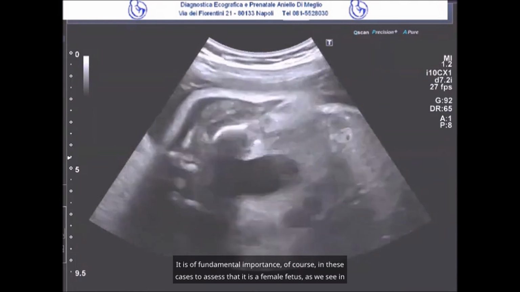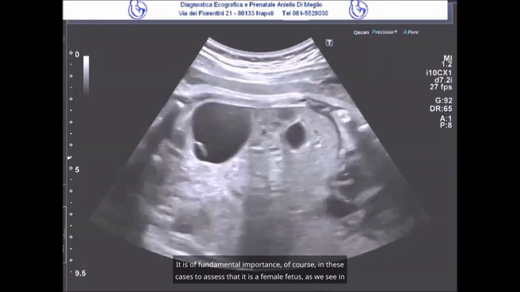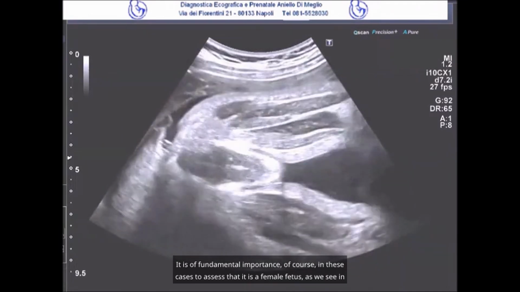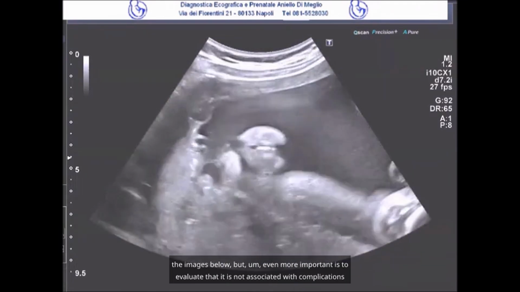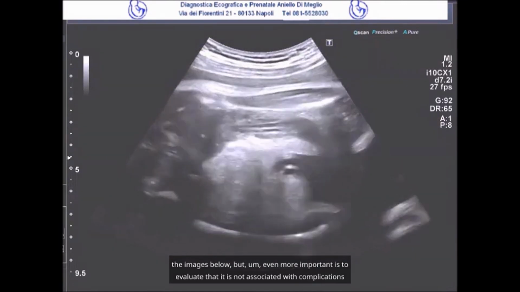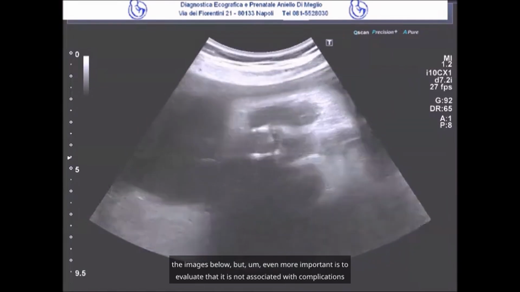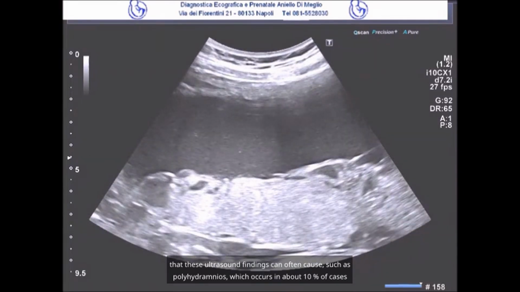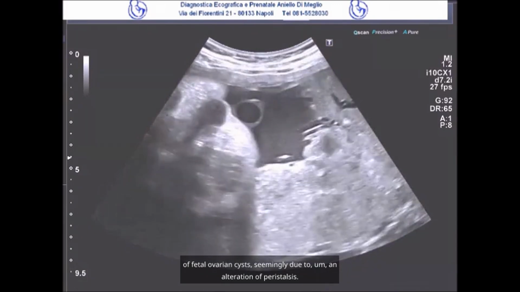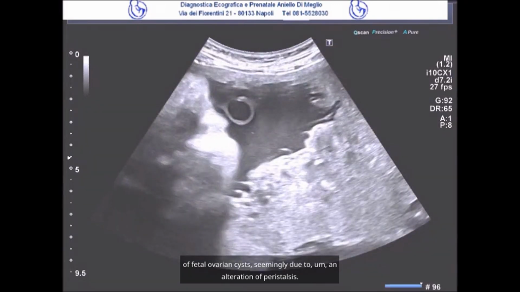It is of fundamental importance, of course, in these cases to assess that it is a female fetus, as we see in the images below, but even more important is to evaluate that it is not associated with complications that these ultrasound findings can often cause, such as polyhydramnios, which occurs in about 10% of cases of fetal ovarian cysts, seemingly due to an alteration of peristalsis.